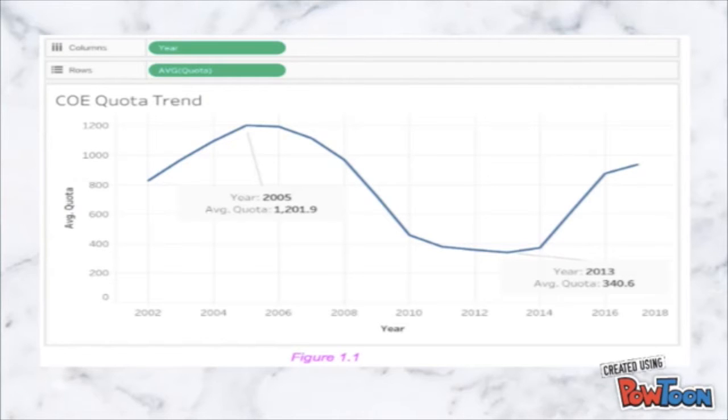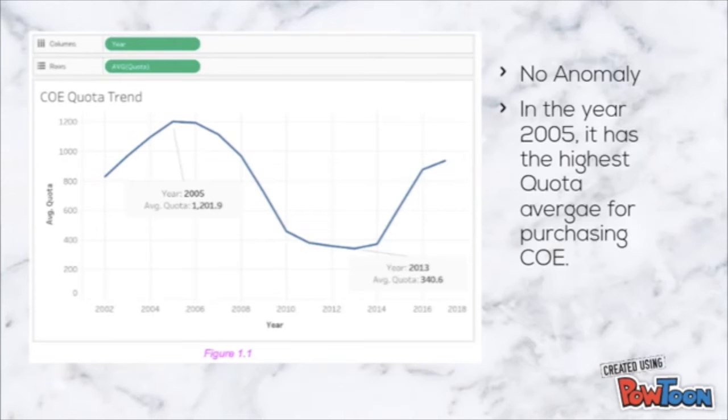Firstly, to get a quota trend, we drag the year dimension to columns and quota measure to rows. We use the average instead of the sum due to the possible incomplete data from 2002 to 2017. Also, it's more applicable to find out the actual value of the quota for the month of January in that year, rather than the lump sum of the year. From the chart, we can see that there's no anomaly. In the year 2005, it has the highest quota average for purchasing COE.